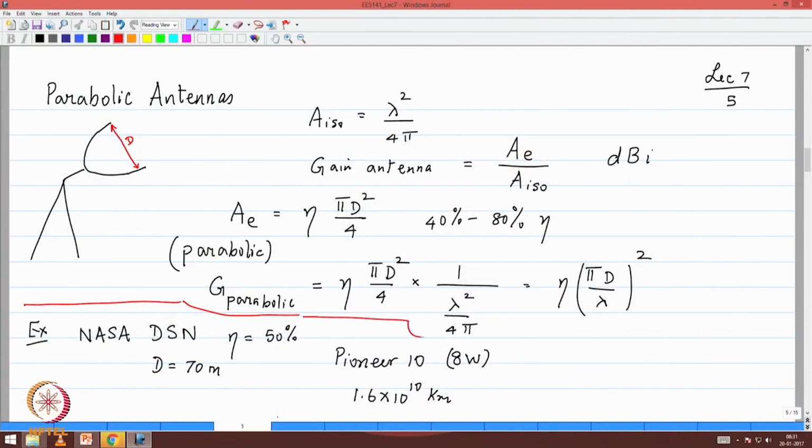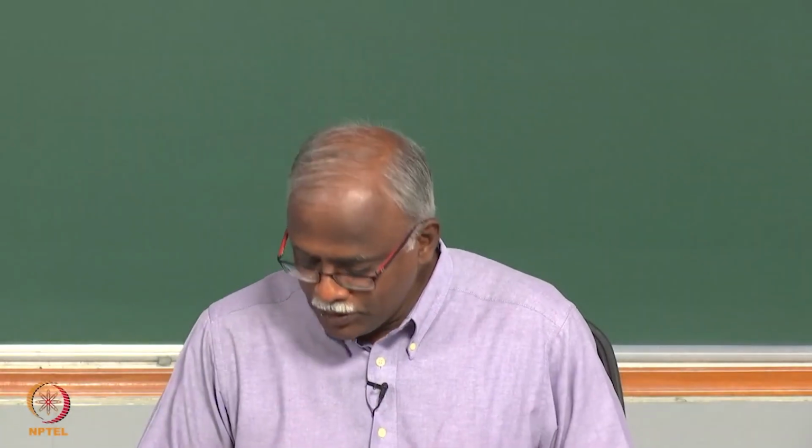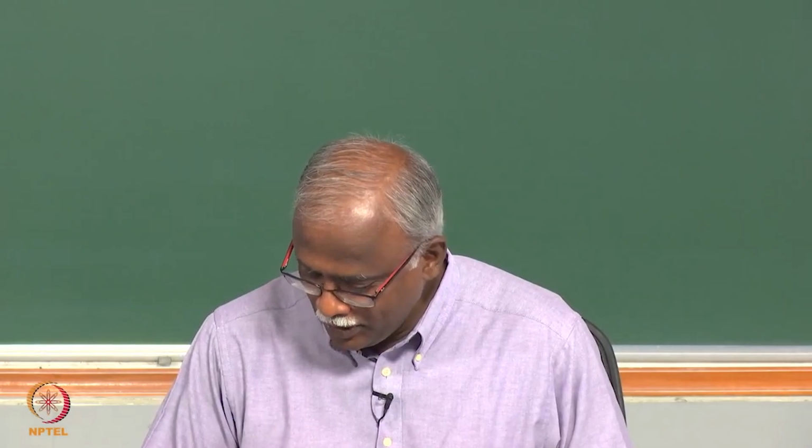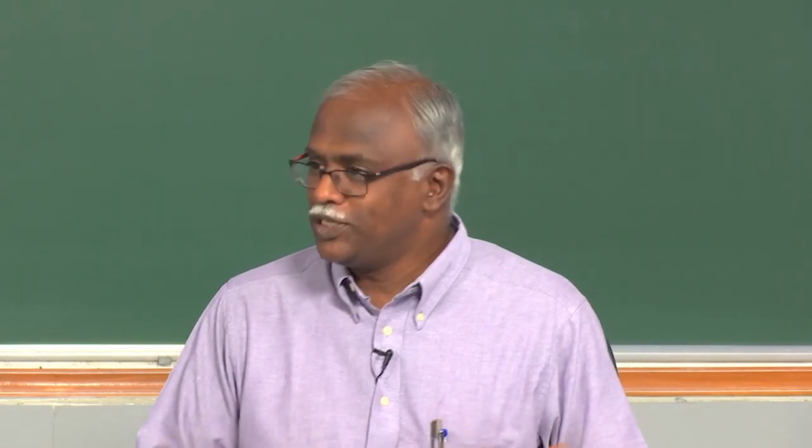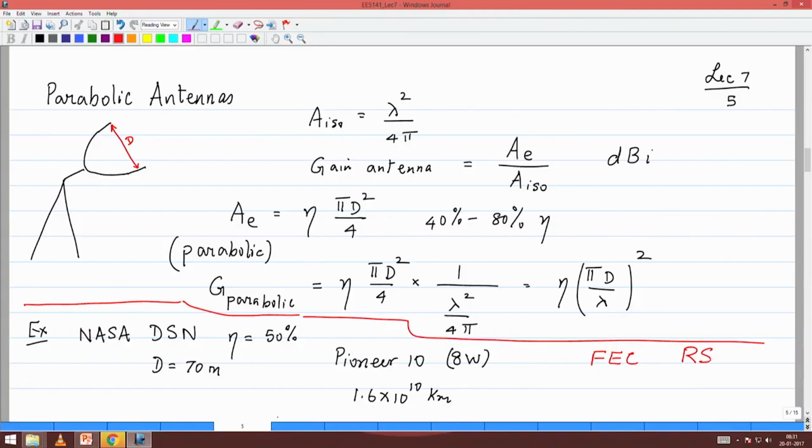I want you to see one more element of this, which is the error correcting codes. Of course, it was able to achieve this because of the error correcting code. I'm sure you have studied forward error correction, right? And you have studied Reed-Solomon codes, very powerful codes. But the interesting thing is, when Pioneer 10 was launched, Reed-Solomon codes were not yet invented. So what did they do?